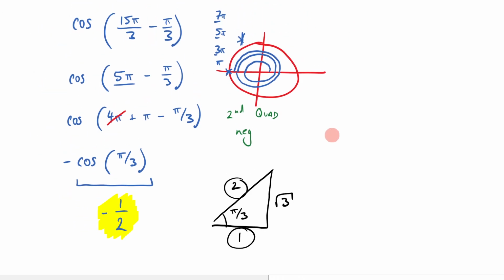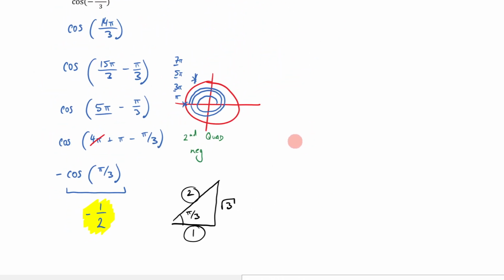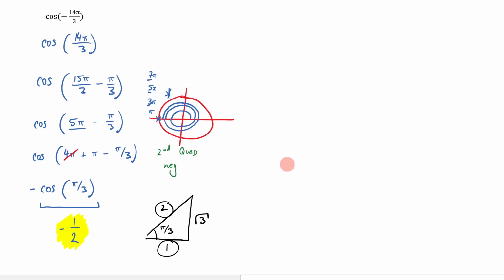Hopefully that made sense and you feel comfortable with doing this. Again, I'm going through these kind of slowly. You'd want to do this a bit faster in the test itself.